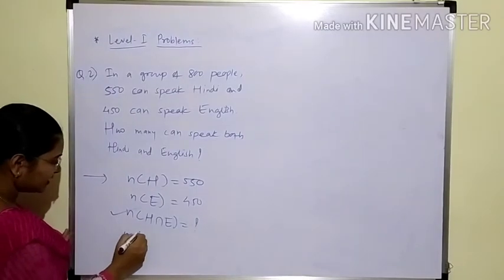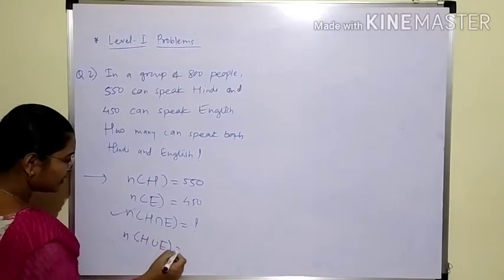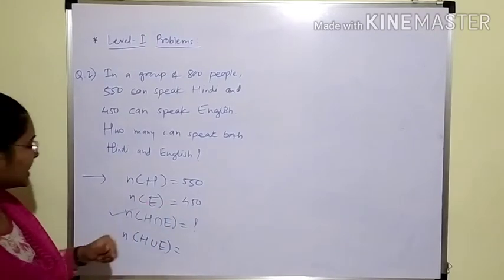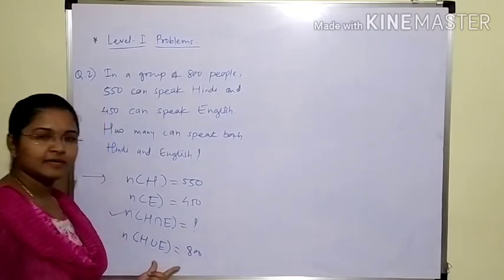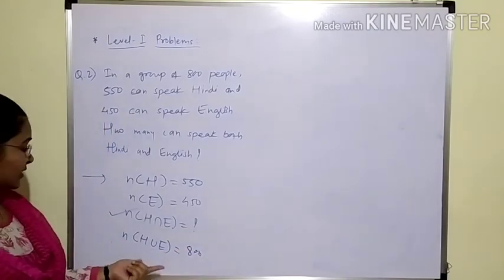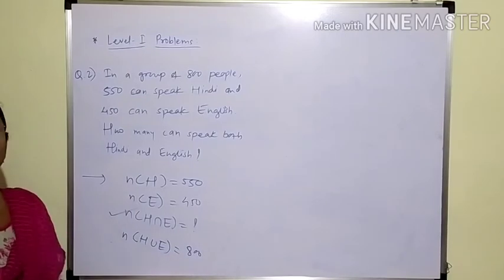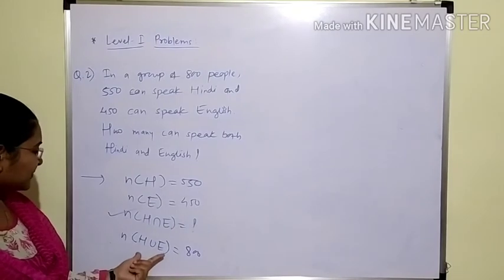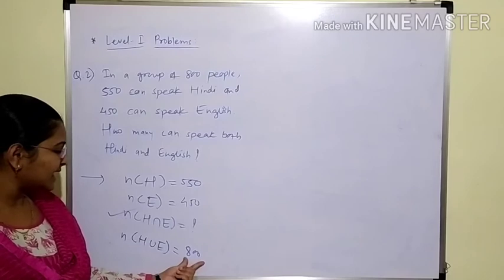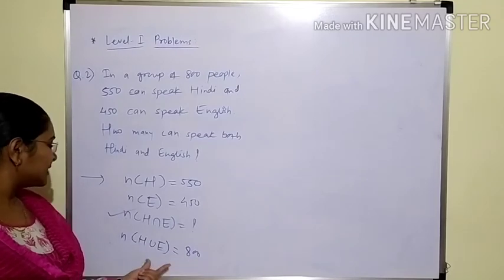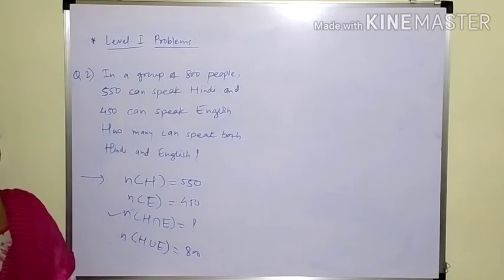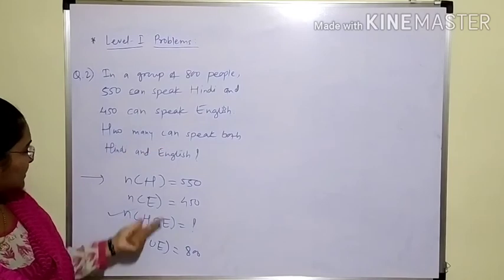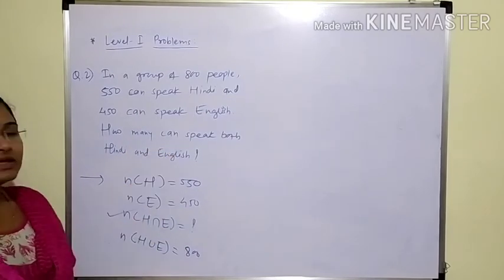So what we have given, number of elements in union of set H and E, means 800 people are there in the union. 800 people can speak Hindi as well as English, or we can say the people which have been considered as the number of quantity is 800, they can speak either Hindi or English. Okay, now we have to find the number of people that can speak both Hindi and English.